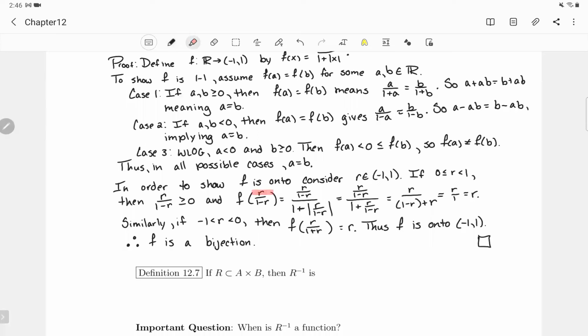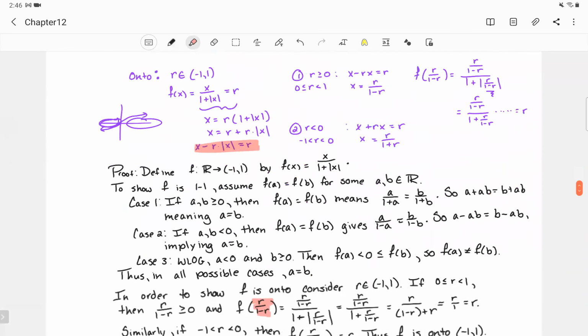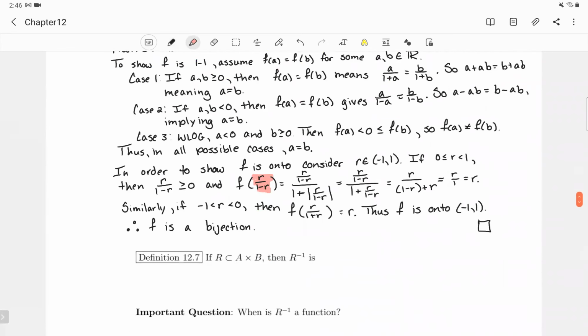Like in your proof, that R over 1 minus R came out of nowhere. But we know where it came from because we did the algebra to get it in the first place, okay? So your scratch work kind of is where you do the actual work. Then in the proof, it looks a little bit like magic. Like you just pulled this out of the hat and said, this thing will get you what you want, you know? So, all right.